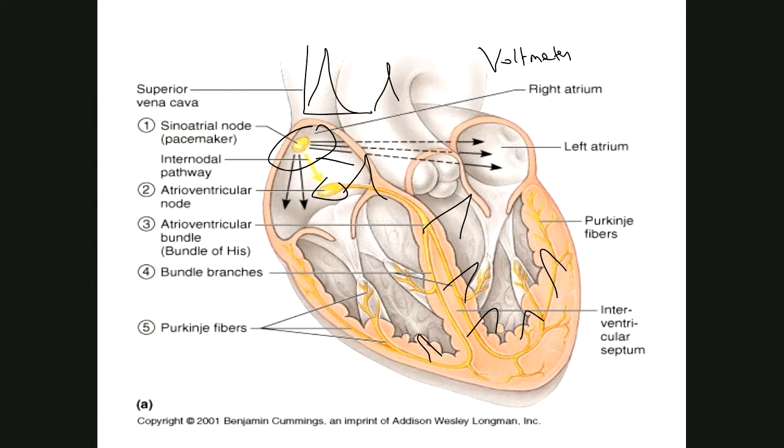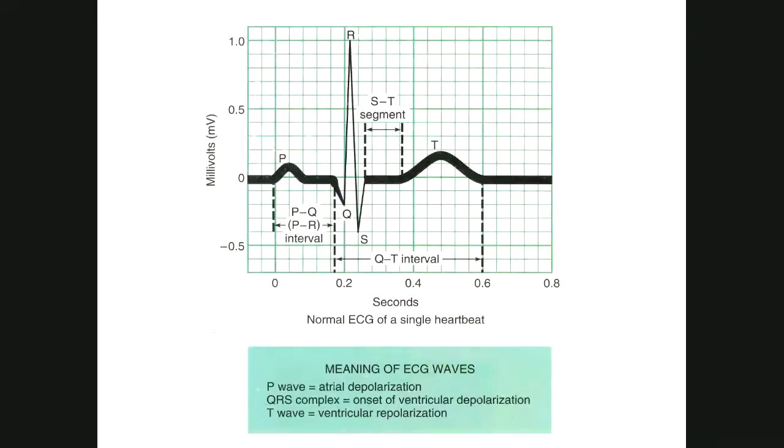And when we do that, what we're going to see is the pattern of the electricity moving through the heart looks like this. It's called an ECG or an EKG. It stands for electrocardiogram. So electro, electricity, cardio, heart, and then gram means picture. So it's a picture of the electricity in the heart.